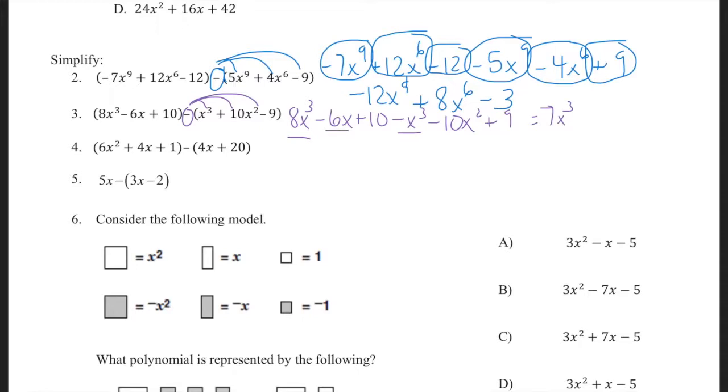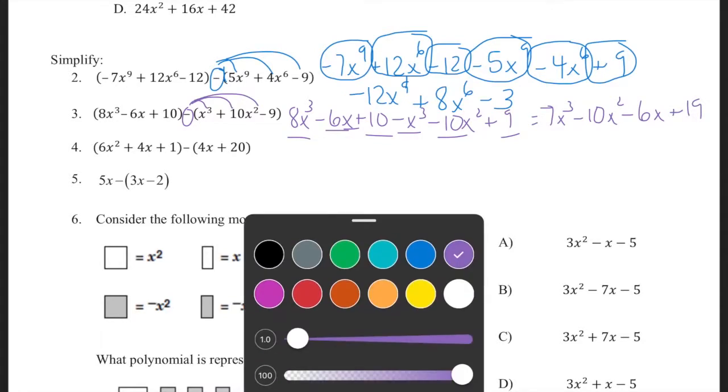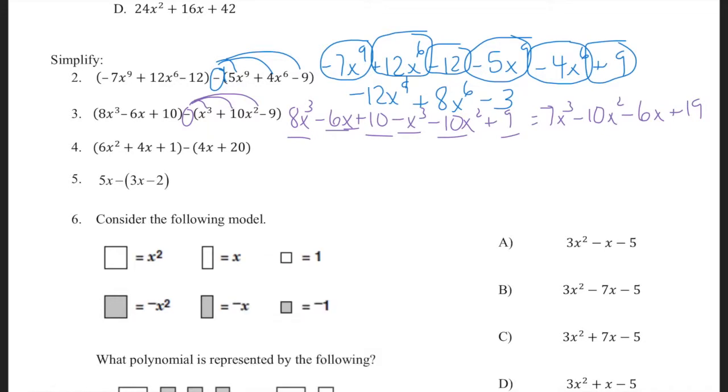Negative 6x, wait a second, I have a 10x squared, but I only have 1x squared, so I'm going to keep it. I only have 1x, the negative 6x, so I'm going to keep that. But I have 10 plus 9, so that's going to give me 19. Okay. Change colors again. I'll go to pink this time.